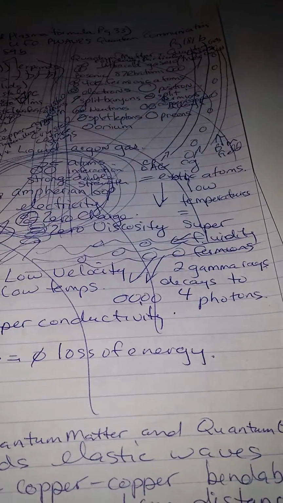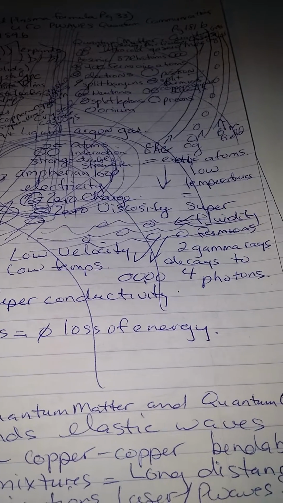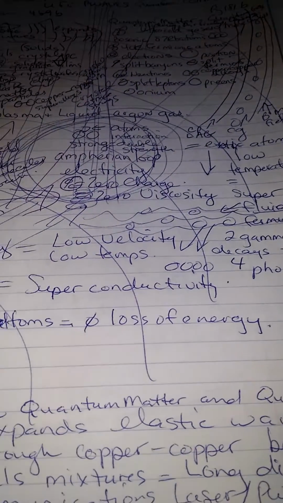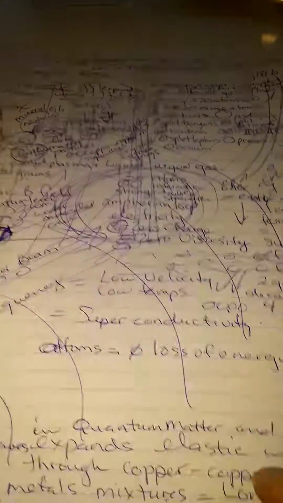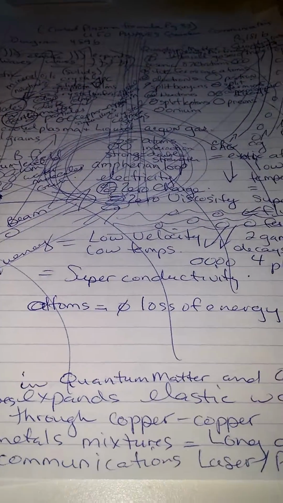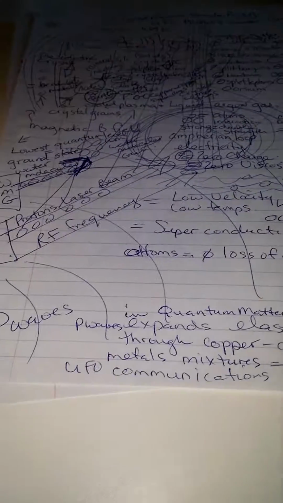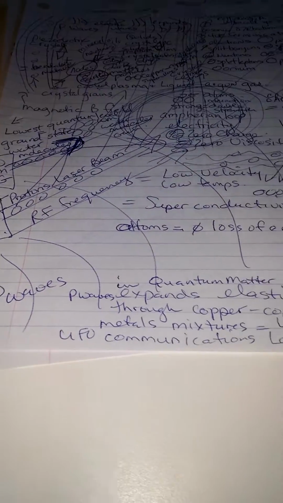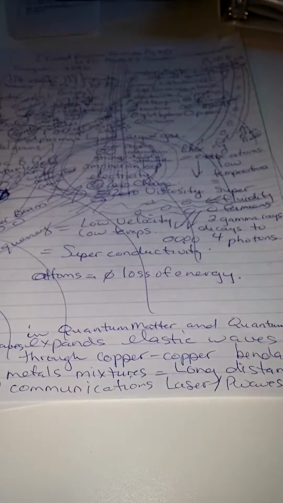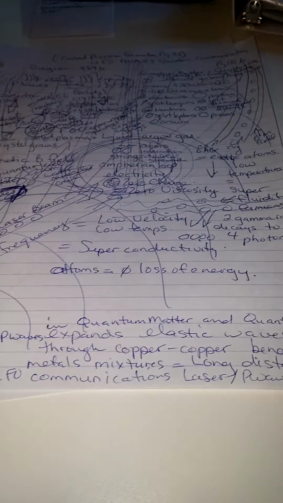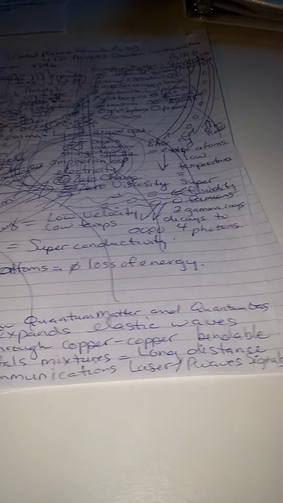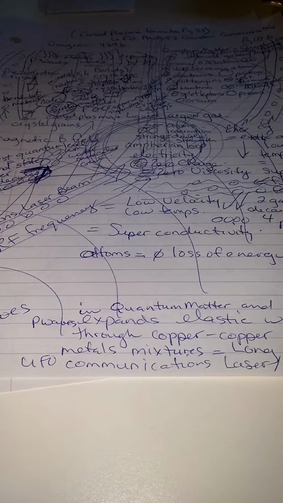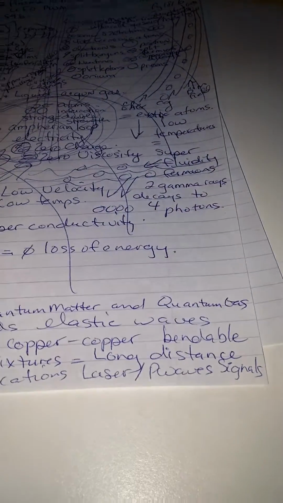They have superfluidity fermions, which will decay to 2 gamma rays to 2 photons. It'll be in a low velocity, low temperatures, and this is going to create superconductivity, and the atoms will have a zero loss of energy. And then it shows your P waves in quantum matter and quantum gas. They expand as elastic waves through copper to copper bendable metal mixtures, which is going to equal long distance UFO communications with the laser P wave signals.